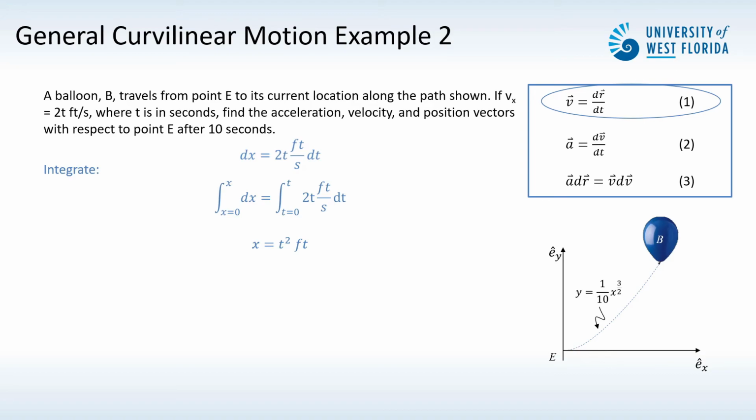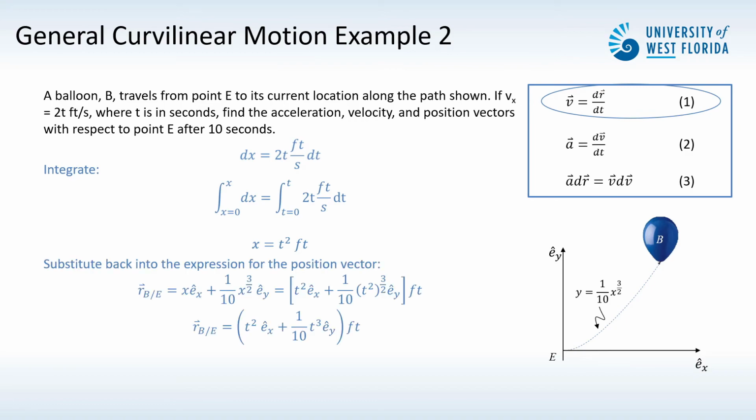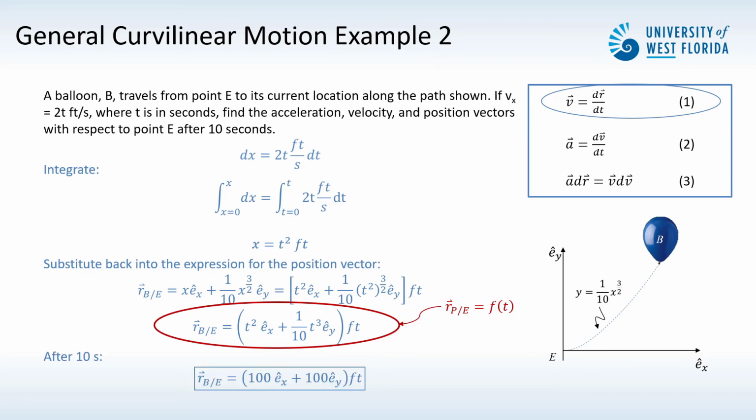When we do, we see that x equals t squared feet, and if we substitute t squared back into the original position vector expression for x, we get t squared ex plus 1/10 t cubed ey in units of feet. This is the final expression for the position vector as a function of time. We will need this again to find the velocity vector, but if right now we plug in t equals 10 seconds, we find that the position of B with respect to E is 100 ex plus 100 ey in feet.